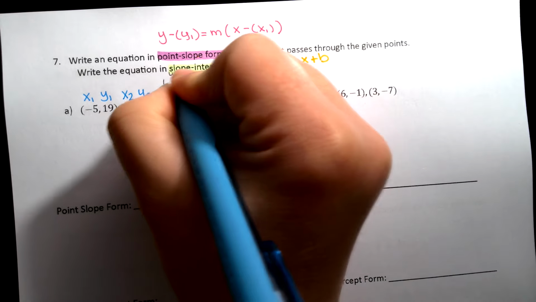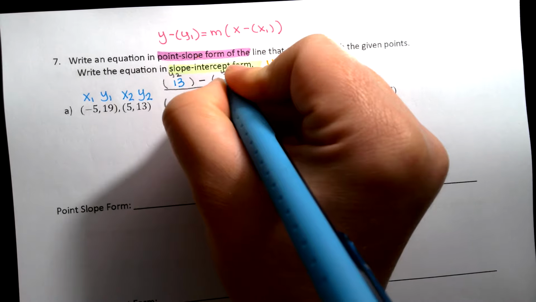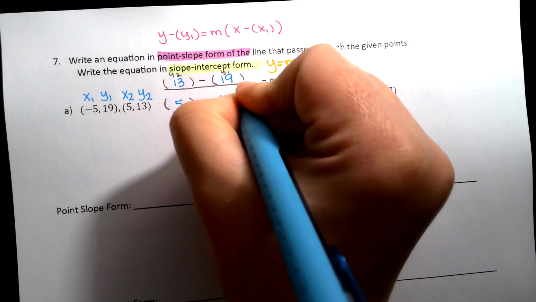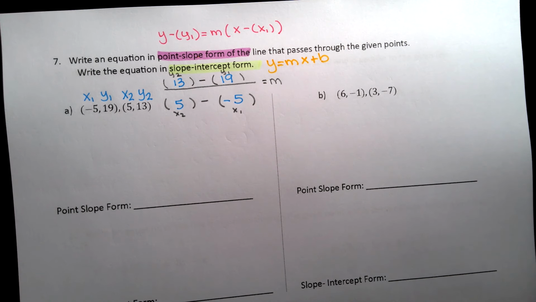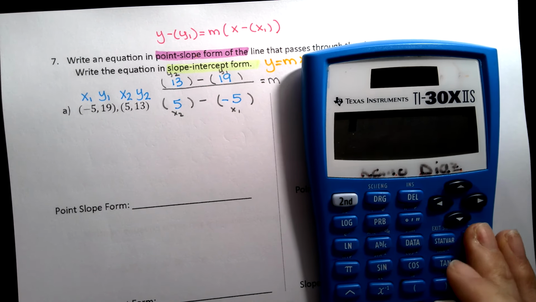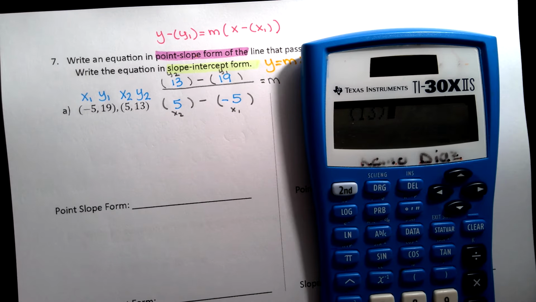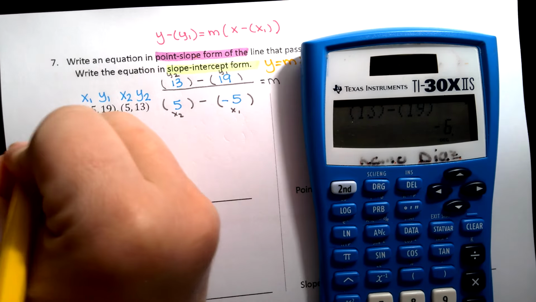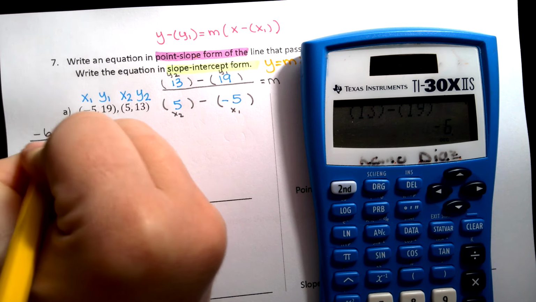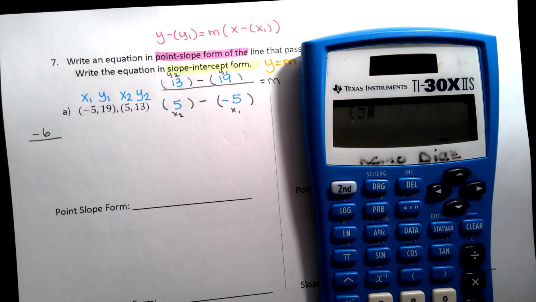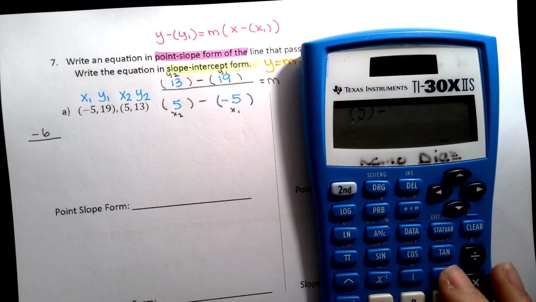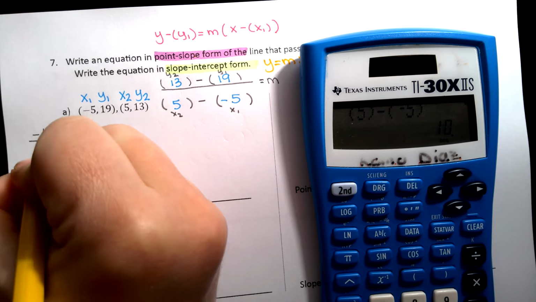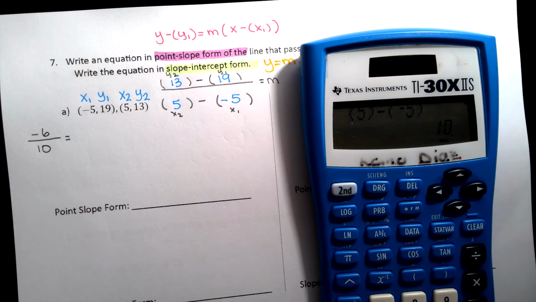Put in, so y2 is 13, y1 is 19, x2 is 5, x1 is negative 5. Pick up a calculator. After you find your slope, it's pretty much the same thing that you did in question number 6. So I get negative 6 on top. Double negative here, so be careful. So we have 5 minus, open, negative 5, close it. I get 10.